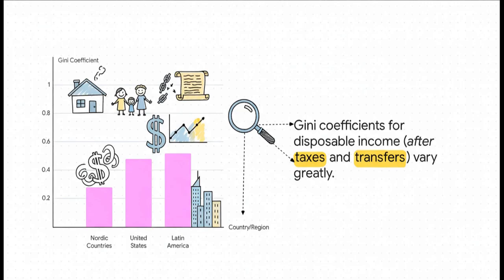And you can see this playing out all over the globe. The Nordic countries, famous for their strong social safety nets, tend to have lower Gini values, hovering around 0.28. Then you have the United States, which sits quite a bit higher, near 0.48. And many nations in Latin America can have Gini values well over 0.50. This single number is what lets us make those powerful at-a-glance comparisons.